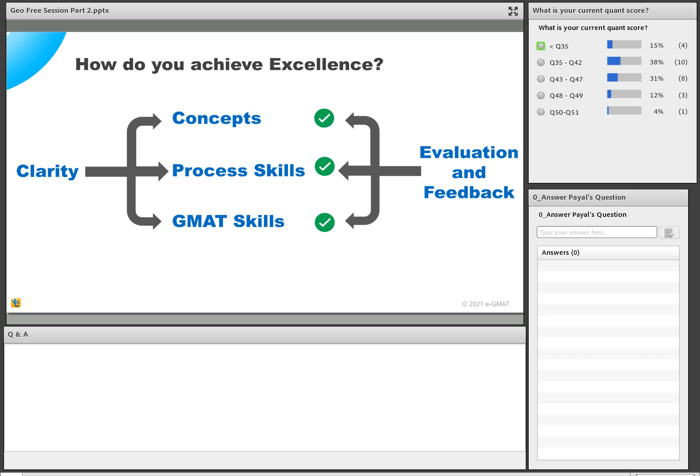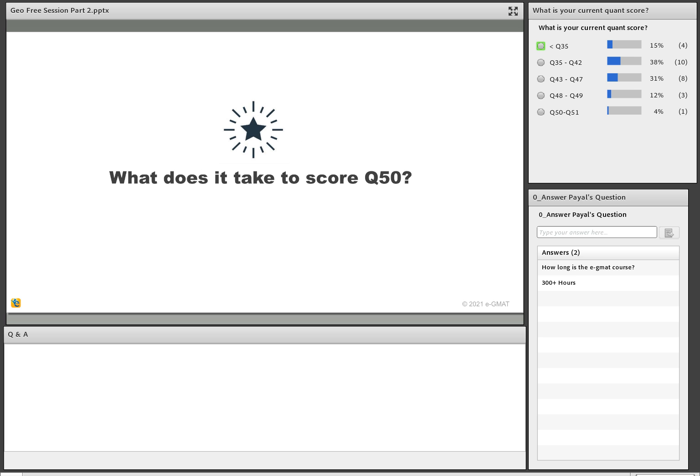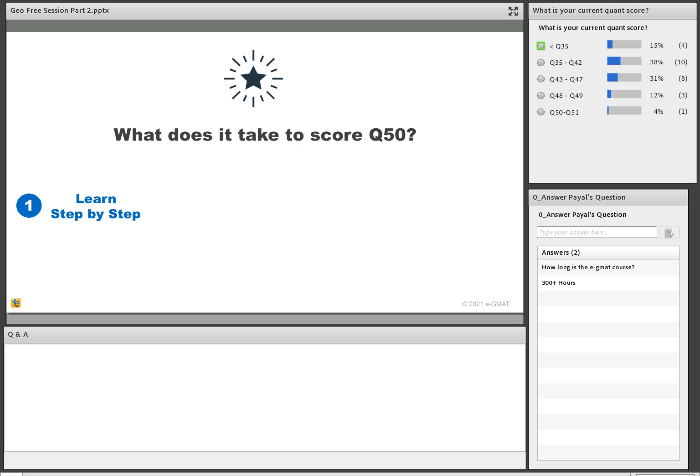And if you've not excelled, what is it that you need to do? When you have such a mechanism, then this helps you get to that precise score very, very easily. Okay, so just to summarize, what does it take to score Q50?